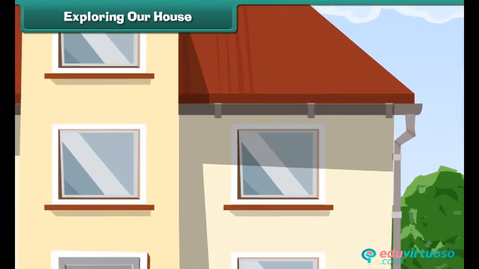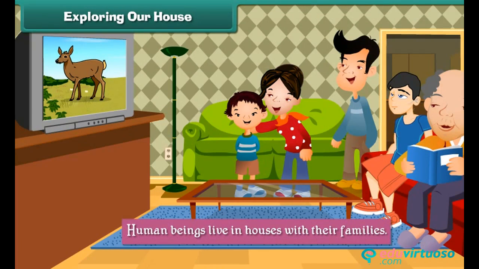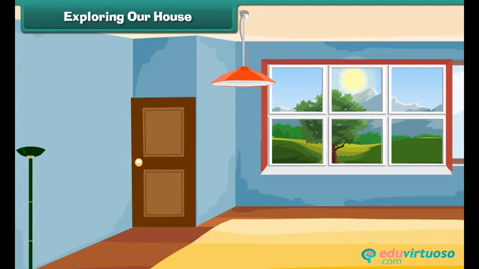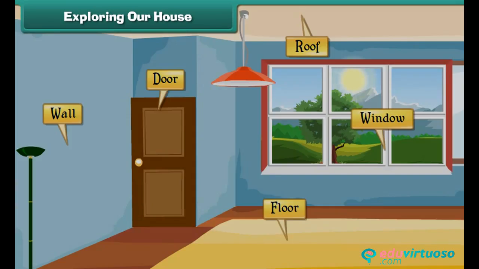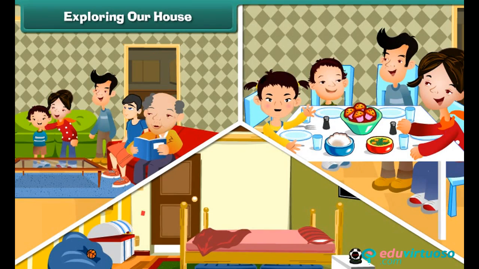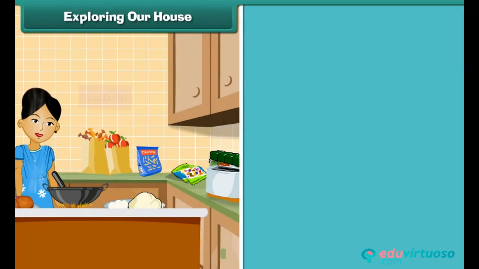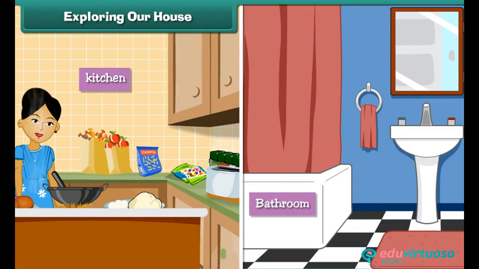Exploring a house. Human beings live in houses with their families. A house is made up of a roof, walls, floors, doors, and windows. A house is divided into many rooms such as drawing room, dining room, bedrooms, kitchen, bathroom, and storeroom.